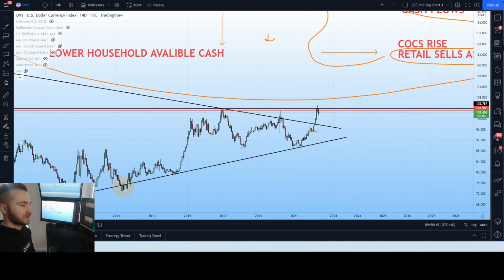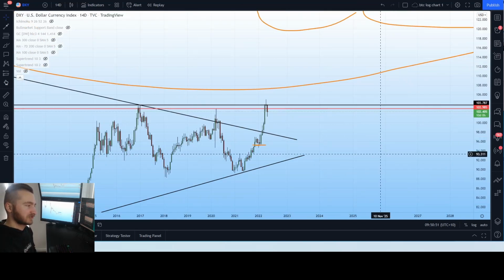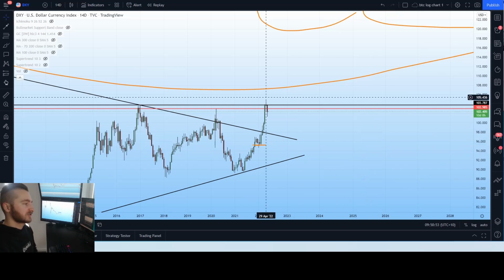Of course, Bitcoin dominance is pushing up, and we do have the DXY pushing up as well. We have seen a bit of a resistance on the DXY at the 104 zone.